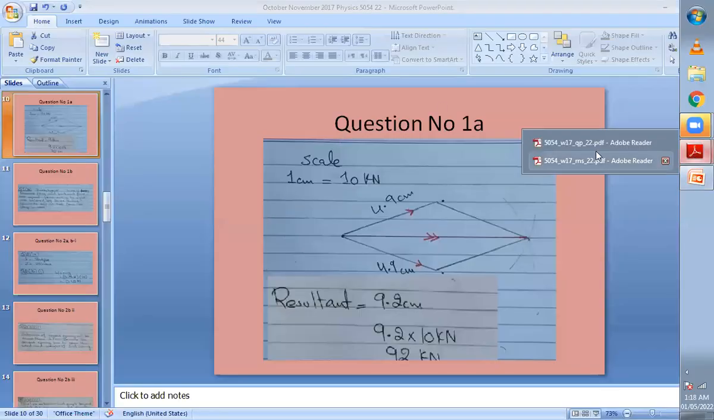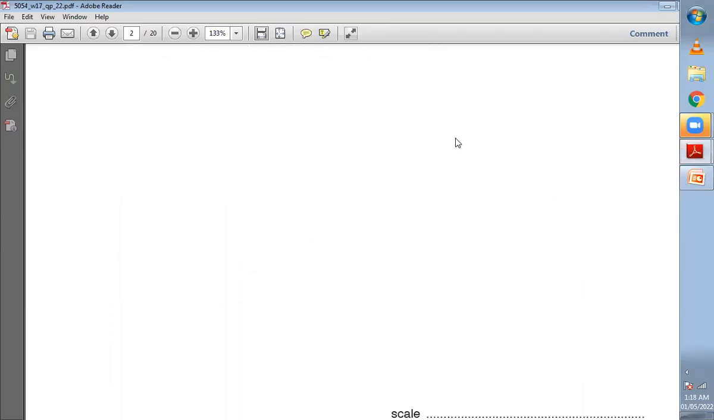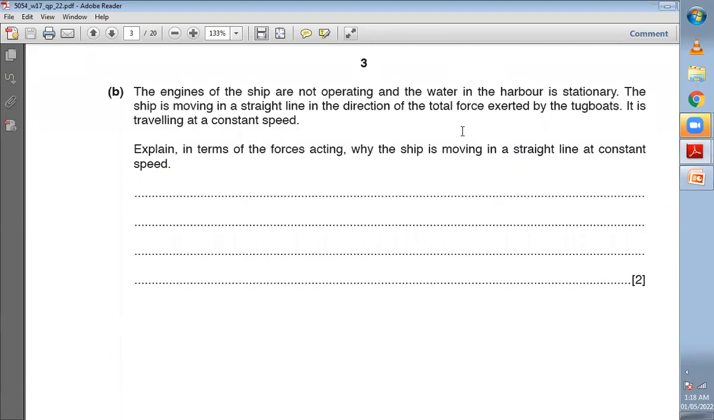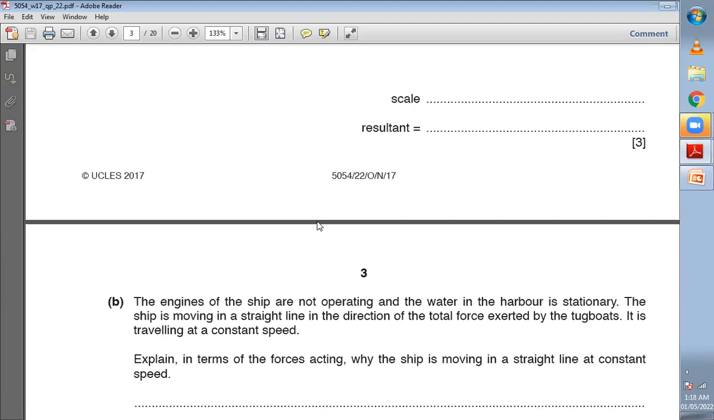Okay, now let's check, that was the A part. The B part is, he says, the engines of the ship are not operating and the water in the harbor is stationary. The ship is moving in a straight line in the direction of the total force exerted by the tugboats. It is traveling at a constant speed. Explain in terms of the forces acting why the ship is moving in a straight line at constant speed. You see why the ship is moving at a constant speed.